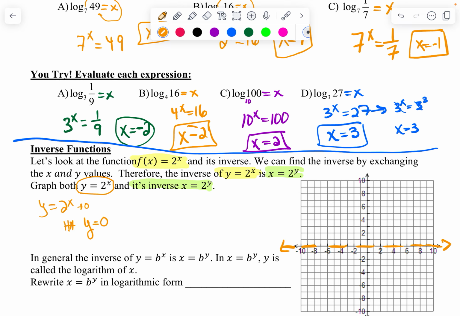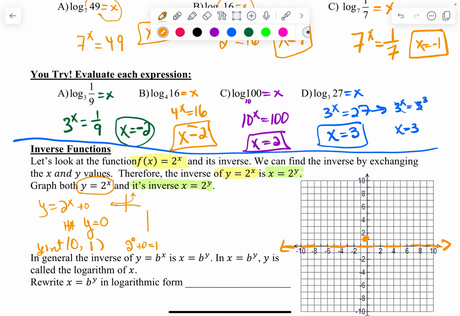Once I plug 0 in for the x, I can find my y-intercept. So when I plug 0 in there, I get 2 to the 0 plus 0, so that's really 1. So I'm at (0, 1). 2 is greater than 1, so I know that this should be a graph looking like this. It should be a growth graph, okay?